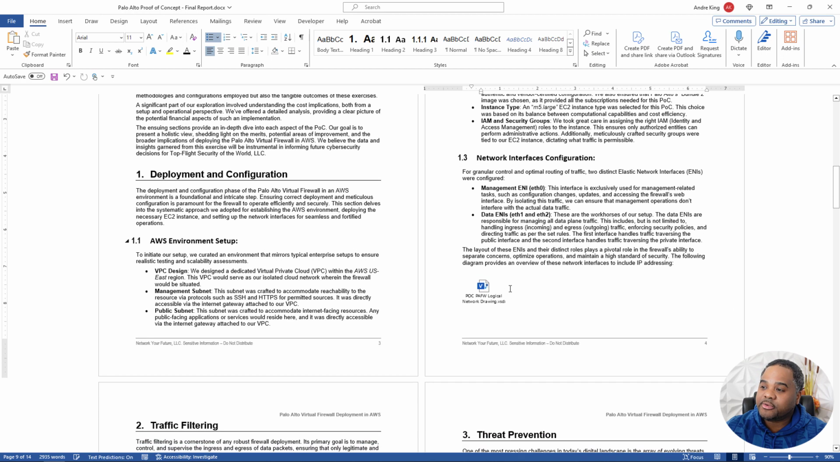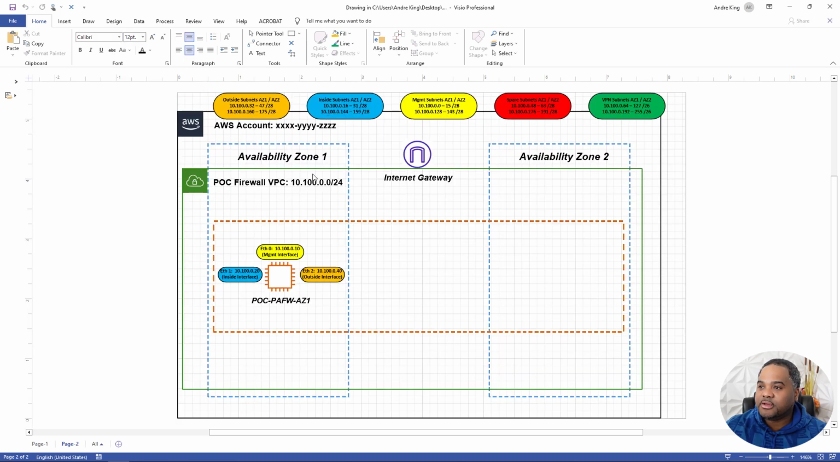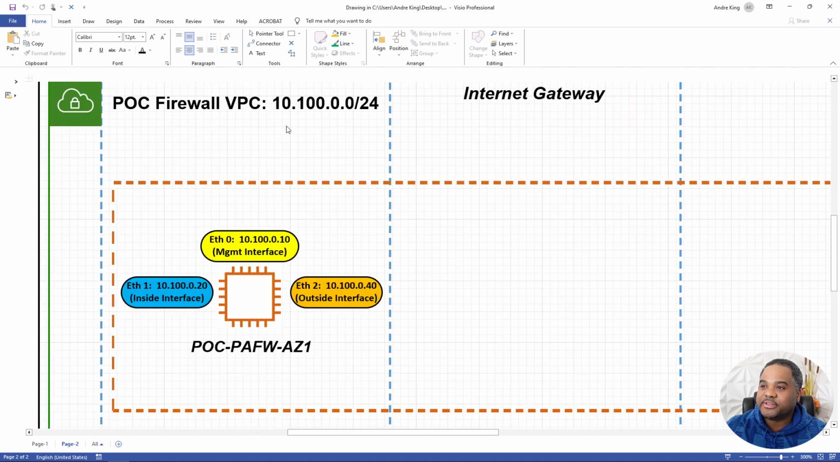Network interfaces, we went ahead and added an object here. If we double click, if you recall from one of the early videos in this series, we definitely built this together. That was the sped up video. And this is that Visio drawing, very simple, but it outlines the subnets that we have for this environment, all 10 of those, along with that spare subnet. And if we zoom in, the CIDR for the entire VPC, and the management, inside, and outside interfaces.